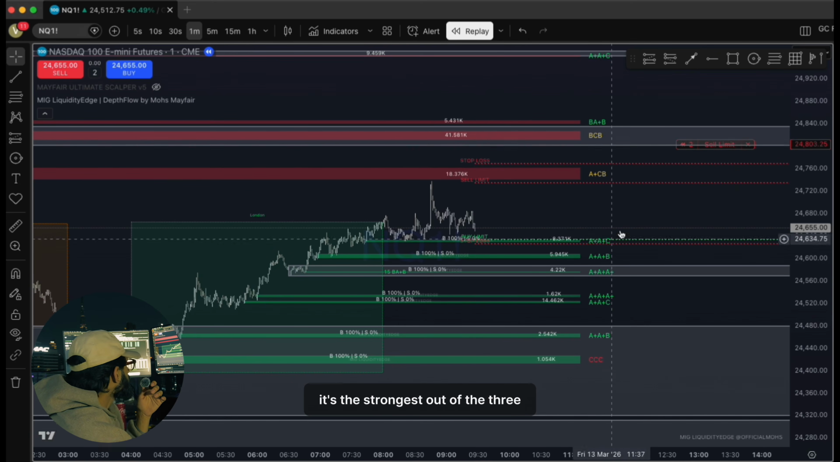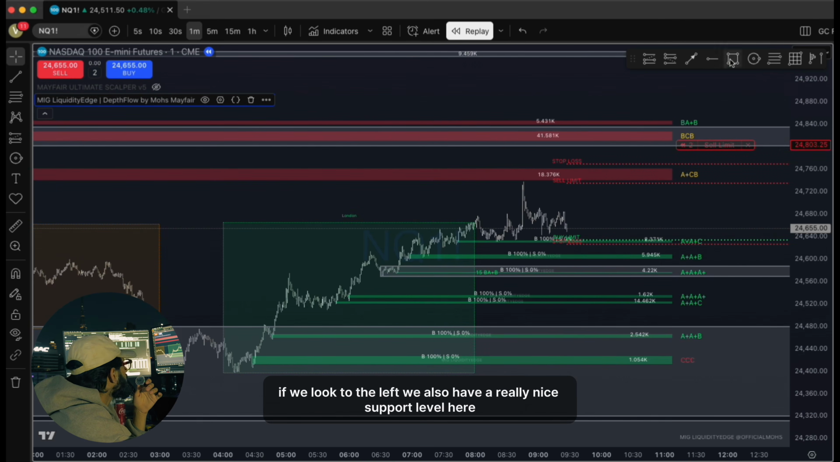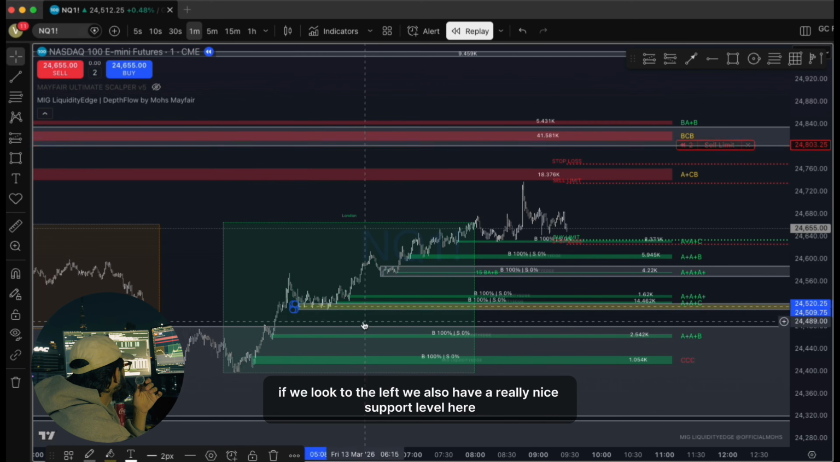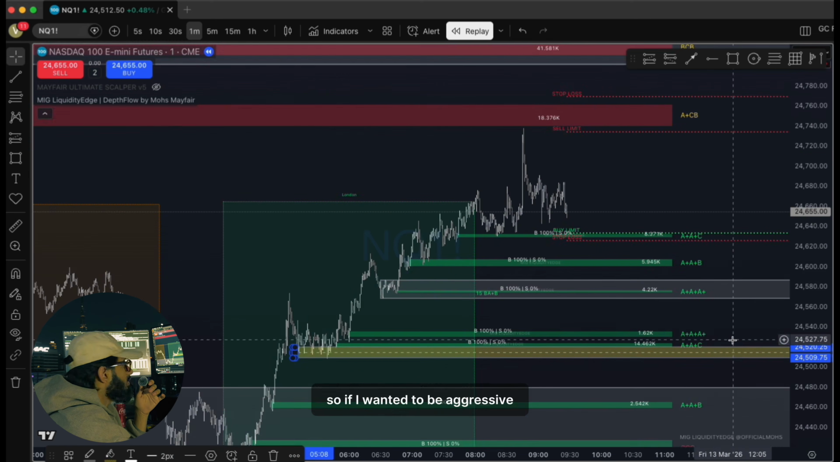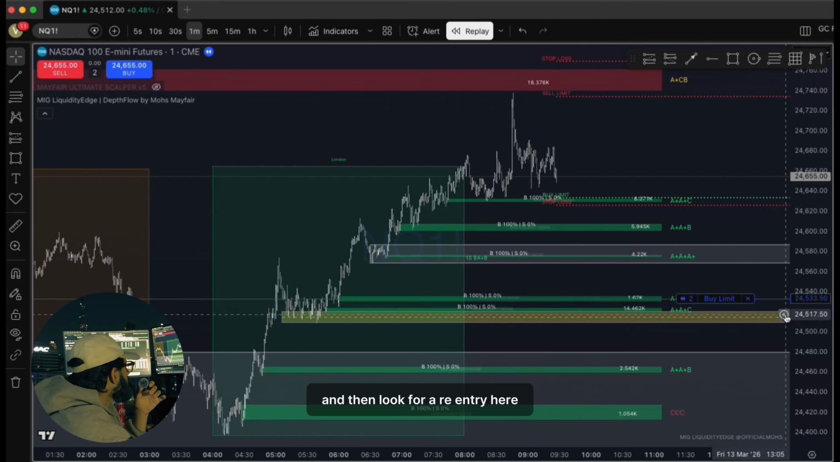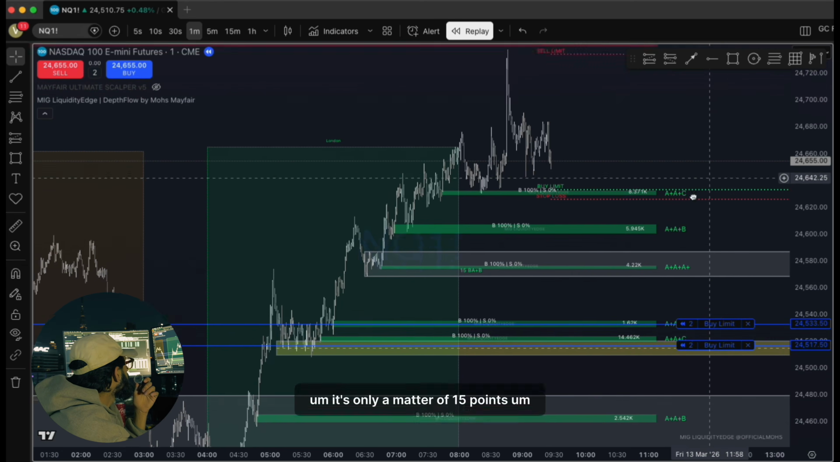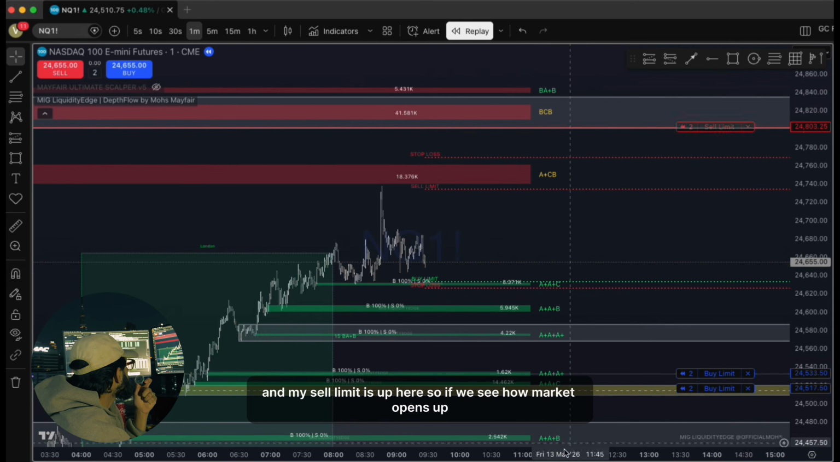It's the strongest out of the 3. And then if I look down, I've got a nice 14k here. If we look to the left, we also have a really nice support level here. So if I wanted to be aggressive, I can either take this AAA and then look for a re-entry here. It's only a matter of 15 points, and my sell limit is up here.